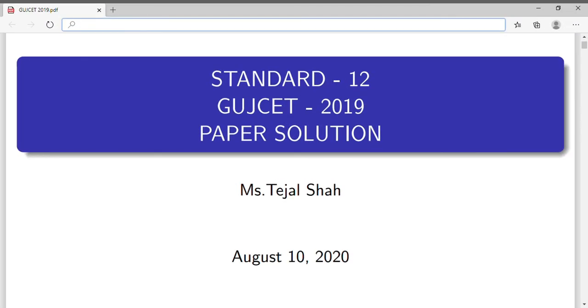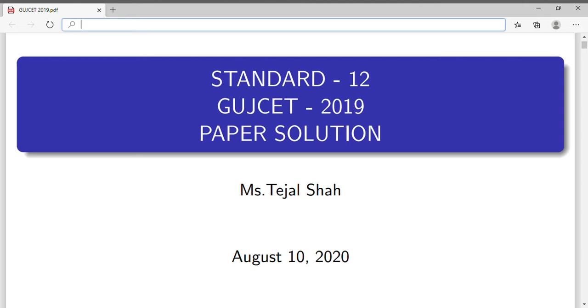Hello friends, in today's lecture we will discuss one important topic of GUJCET. The topic is matrices and determinants. If you refer to the exam papers of previous years, 4 or 5 questions were asked from this topic. So one can score 4 or 5 marks from this topic. So this is a very important topic for GUJCET, and if you prepare it systematically, it is also a very easy topic.